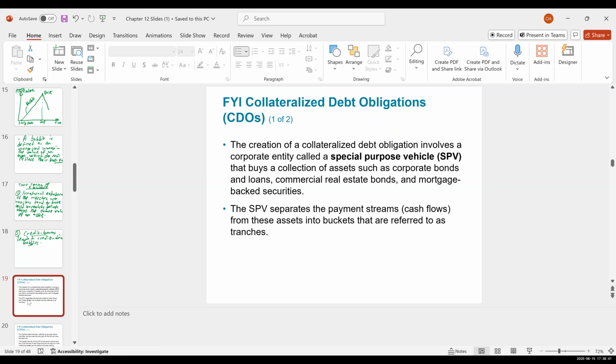I talked about the collateralized debt obligation. The creation of a collateralized debt obligation involves a corporate entity called a special purpose vehicle, SPV, that buys a collection of assets such as corporate bonds, loans, commercial real estate loans, and mortgage-backed securities. The SPV separates the payment streams, the cash flows from these assets, into buckets referred to as tranches, that I described earlier. You can call it an SPV, a special purpose vehicle, or a CDO, collateralized debt obligation, where they package these mortgages and sell the safe part of it to investors who want a safe investment.